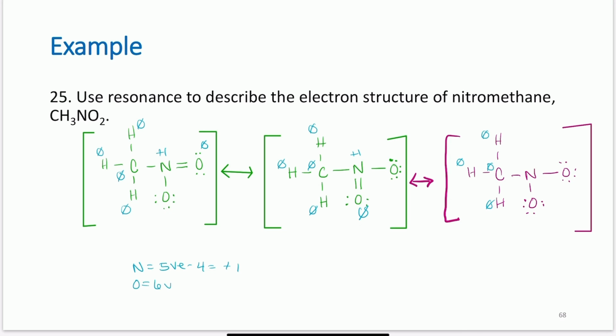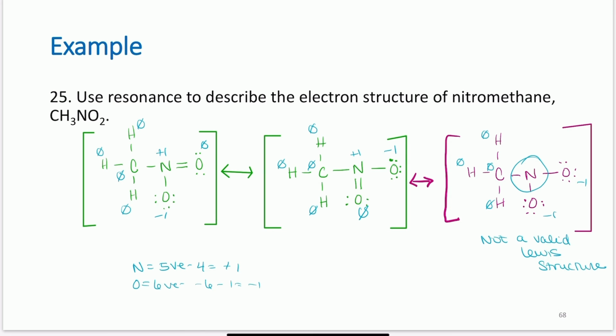Oxygen here, 6 valence electrons, 6 lone pair electrons and 1 bond. Overall, -1 charge. -1 charge here as well. Now this last one, these oxygens would have a -1 charge. This nitrogen is a problem though. This nitrogen does not have an octet. It wants an octet. So this is not a valid Lewis structure. Because we haven't given nitrogen its octet.